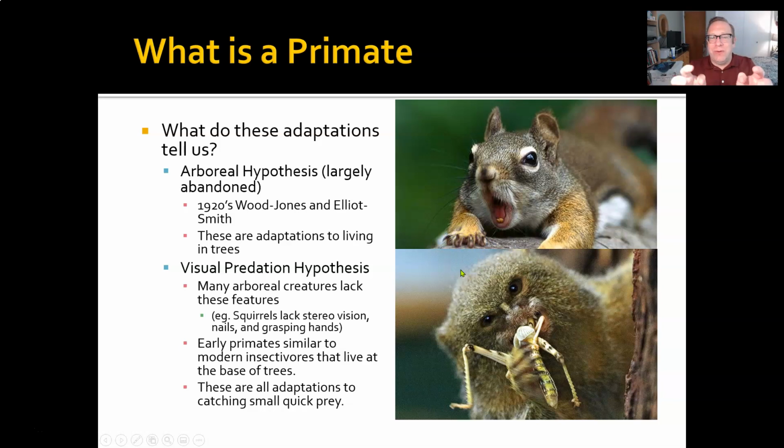Although they can sort of grasp, they can't completely oppose their thumbs. So they can't really get good grips the way that primates do. So another theory, the visual predation hypothesis, developed, which says early primates would have been insectivores living on the trunks or very near the ground of trees. So they needed to be able to quickly catch prey in front of them that was moving quickly so that they could survive. This was the niche they chose.